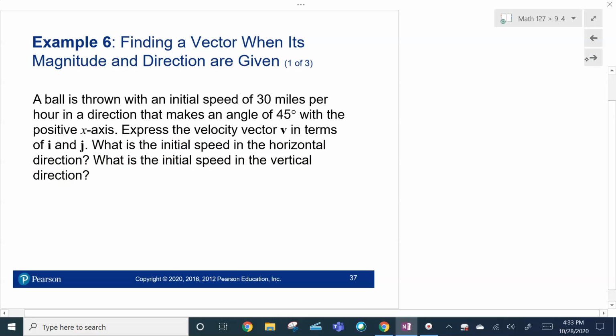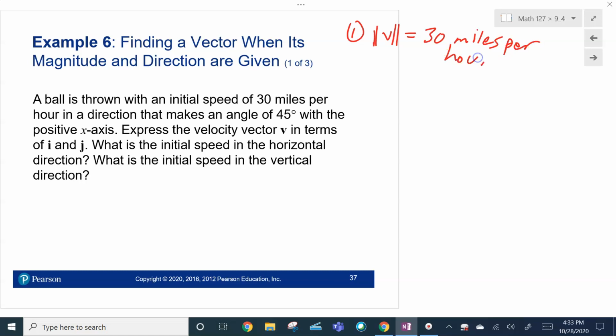So for example, we got this ball. Ball is thrown with an initial speed of 30 miles per hour. So number one, first of all, that's my magnitude. So this vector is representing this speed, 30 miles per every hour. That's our magnitude, so that's the length of it. The length of this vector is representing how fast this ball is thrown. So it's a length of 30. If it was a shortened length, it'd be a slower speed. A longer length is representing a longer speed for this vector.